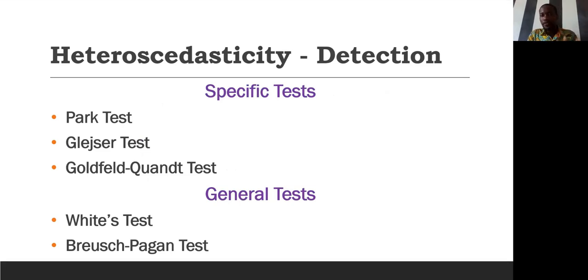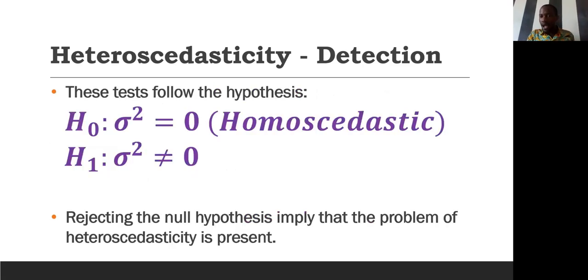So we have some specific tests, which include the Park test, the Glejser test, the Goldfeld-Quandt test, and the general tests include the White test and the Breusch-Pagan test. So the performance package and, I think, the lmtest package, yes, for instance, would have the functions that we need to do all these sorts of tests. At least if you know one or two of them, that is just enough for you to detect the problem of heteroscedasticity. So we are not going to look at all the tests, all right? We are just going to look at the ones that are necessary.